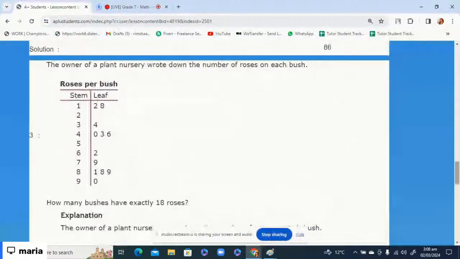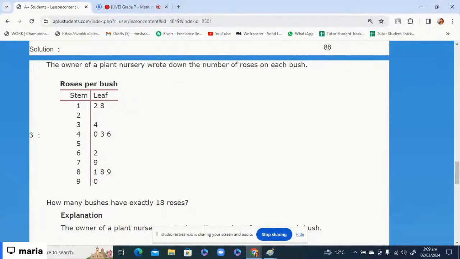let's do this one. The owner of the plant nursery wrote down the number of roses on each bush. The stem is given, which is from 1 to 9, and the leaf is given, that is 2 8 for the 1. For the 2 it's not given. For the 3 it's 4. For the 4 it's 0 3 6. 5 is again an empty leaf. Then for the 6 it's only 2. Then for the 7 it's only 9. Then for the 8 it's 1 8 9. And then for the 9 it's 0.